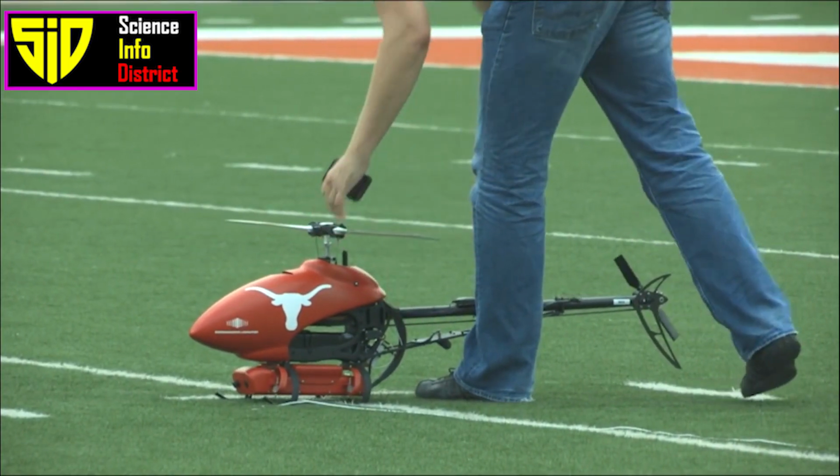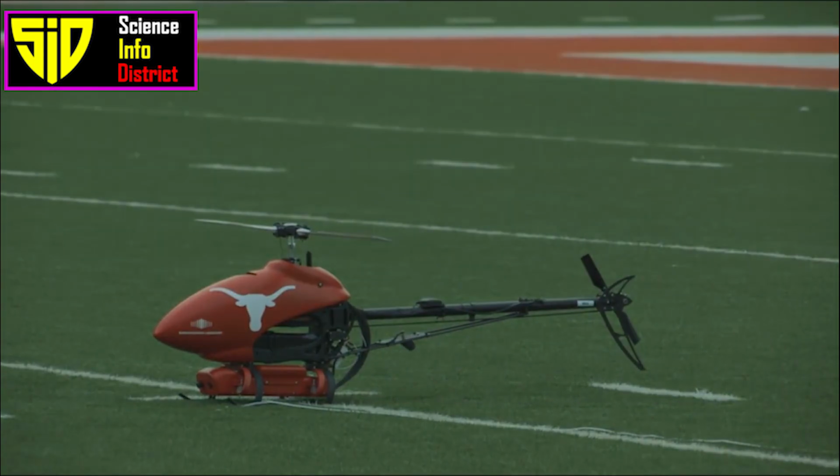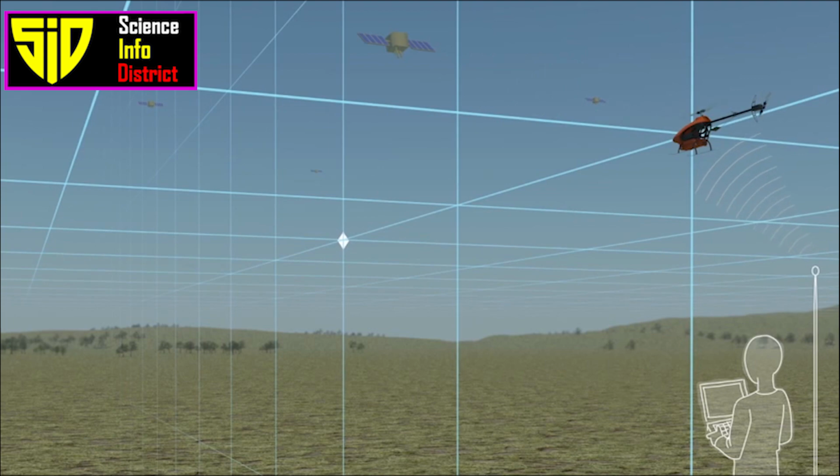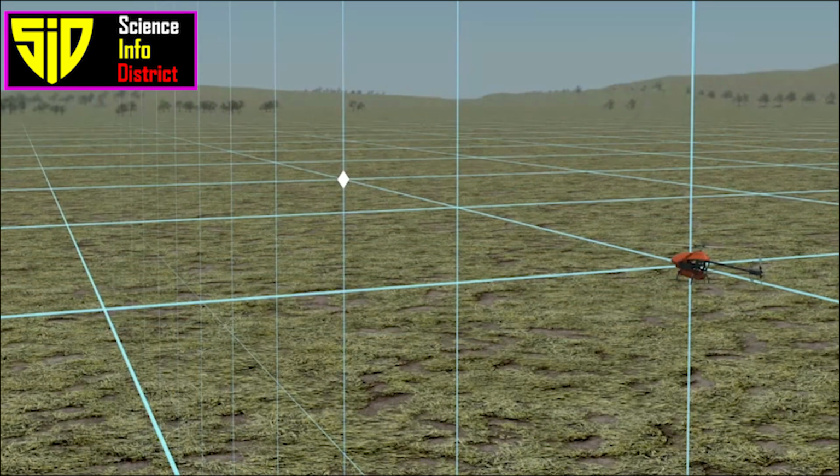Two, GPS spoofing. This technology involves creating false GPS signals to trick a drone into thinking it is in a different location, causing it to crash or become uncontrollable. This GPS spoofing can be done using different apps and programs. This is also called drone hacking.